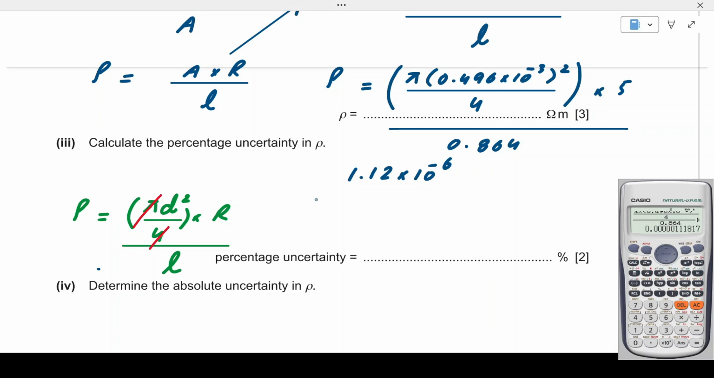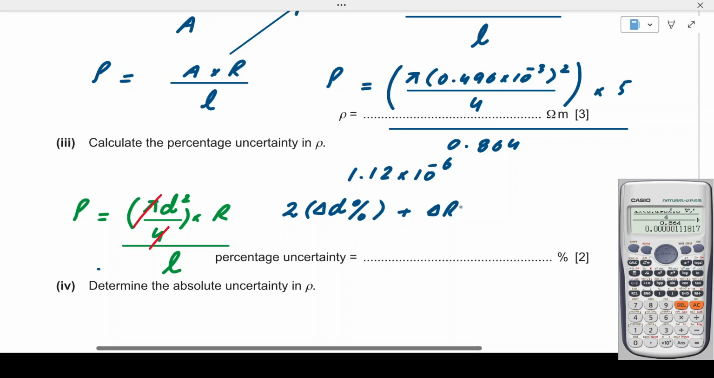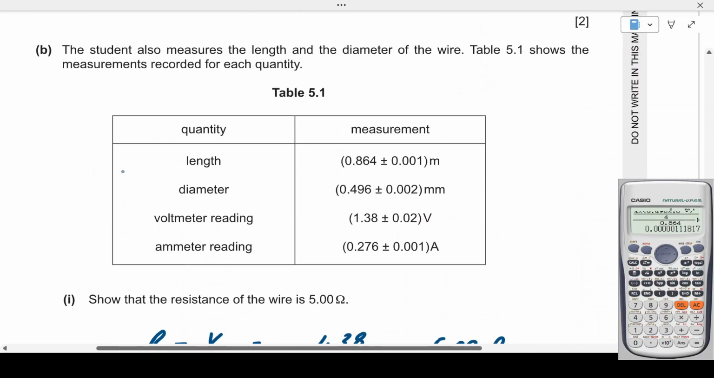So I need to find the percentage of d, but I'll double this one because it is d square. The percentage will be doubled. If it were d raised to the power 3, percentage would have been 3 times. If it were square root of d, percentage would have been 1 over 2 times. Plus, what's the other quantity? R. So percentage of r will be added. Plus length. So the percentage of length will be added. Whenever you have quantities being multiplied or divided, you add the percentages. So let us find the percentages.